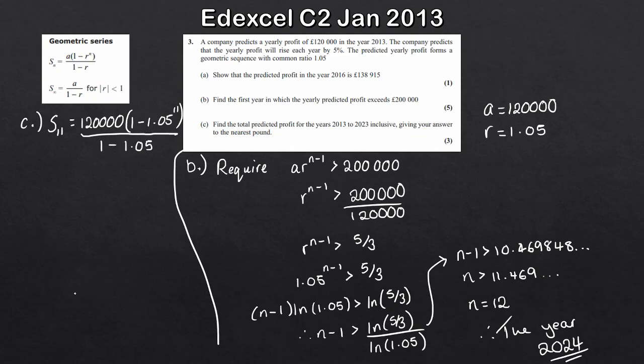Okay, again, like always, plug this into your calculator, see what you get. So this would be in pounds, because we're working with money, and we're asked to give the answer to the nearest pound. So that's going to be 170,4814. Question done. And there we have it.